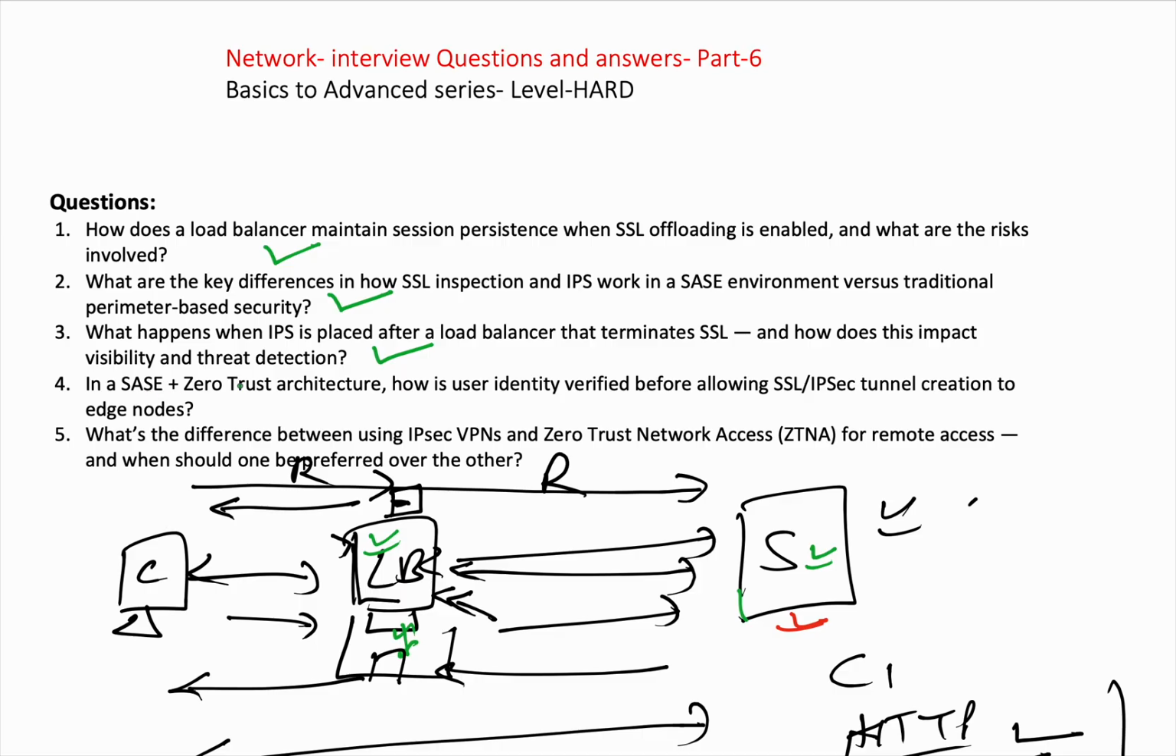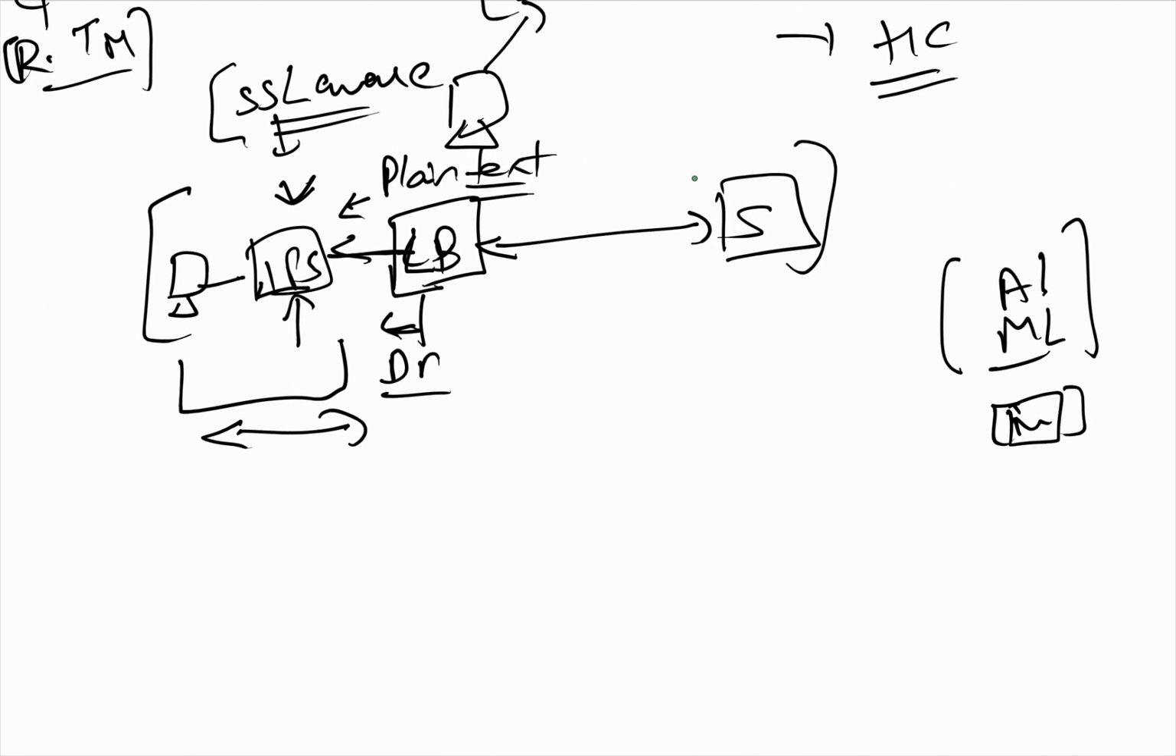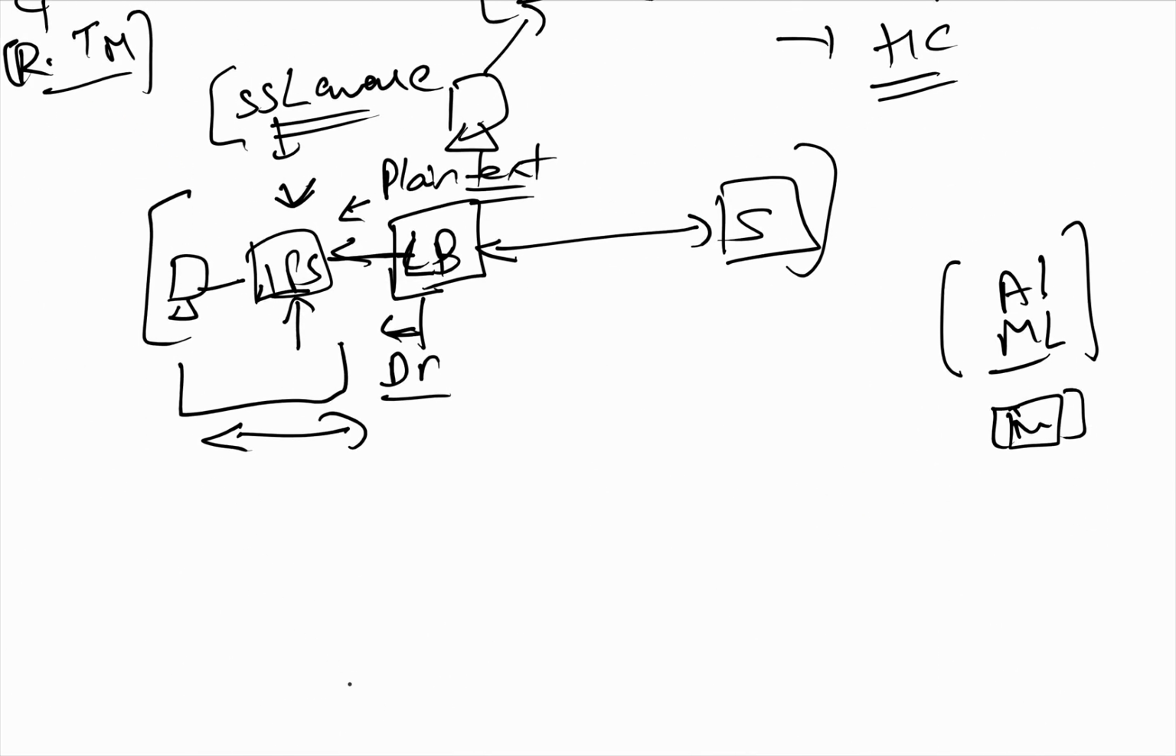Moving on, in a SASE plus zero trust architecture, how is user identity verified? It is again very simple. No need to go into a lot of details. Simple. When you're a user, you're not at office, you're at home. You have a lightweight client. Use the lightweight client to connect. It helps you with ZTNA.